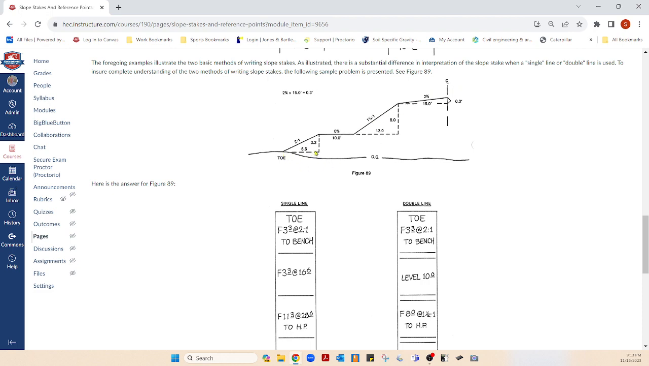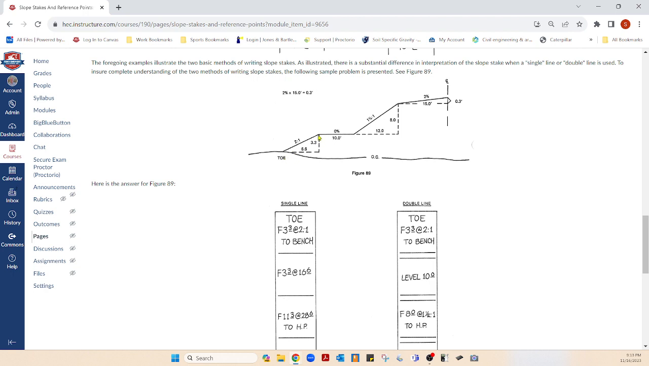So the benefit of a single line is you have more accuracy. The benefit of a double line is it's way quicker and way easier to do. But let's start with the single line, and let's just think about this thing. If I'm at the toe, and I need to be here, what am I going to have to do?